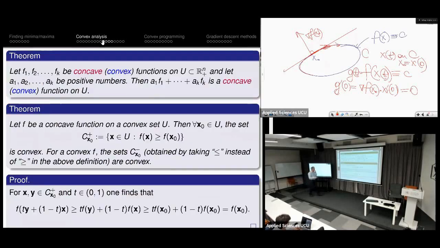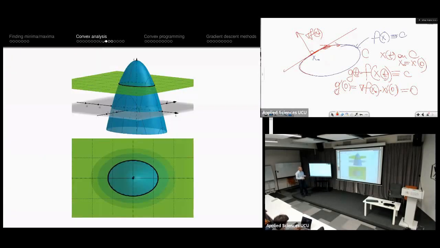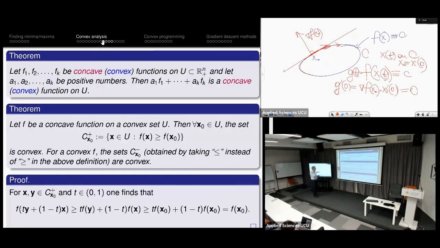Look, another interesting property of the concave functions is the so-called upper set of this form. So we consider all x's for which the value of f is greater or equal than the value at x naught. This is sometimes called an upper graph or upper set of the function. It is then a convex set.